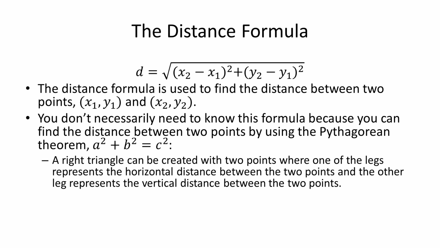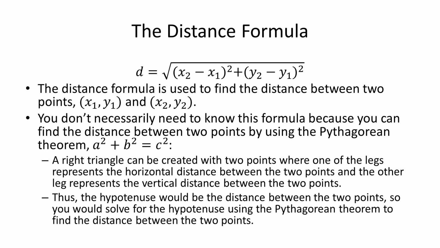Here's how you'd go about doing this. A right triangle can be created with 2 points, where one of the legs represents the horizontal distance between the 2 points, and the other leg represents the vertical distance between the 2 points. Thus, the hypotenuse would be the distance between the 2 points, so you would solve for the hypotenuse using the Pythagorean Theorem to find the distance between the 2 points.